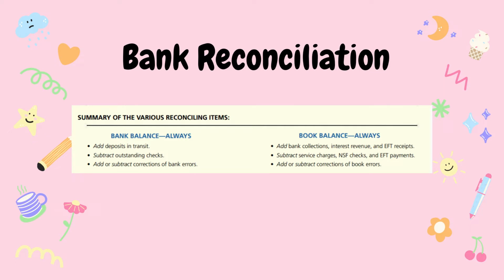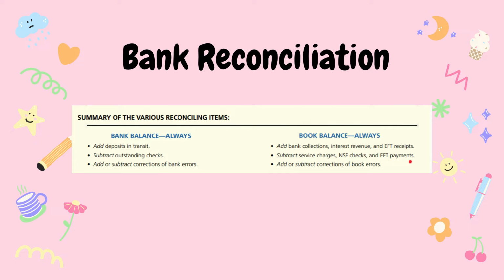In the book side, I'm gonna start with the ending balance per book, then I'm gonna add bank collections, interest revenue or dividend revenue, and EFT collections, which is electronic fund transfer. So these are the amounts that were added to my bank balance, but I did not record them in my book yet. Then I need to subtract service charges, non-sufficient fund checks, and electronic fund transfer payments.